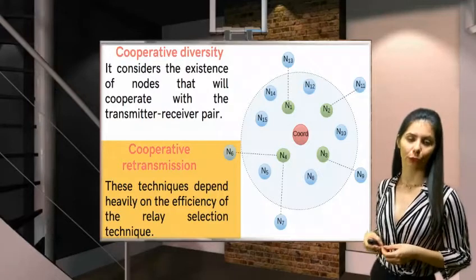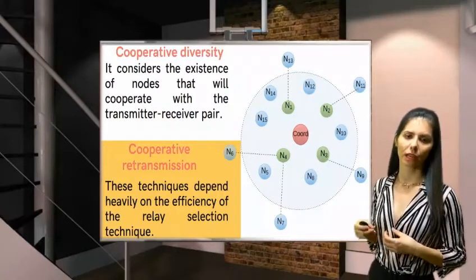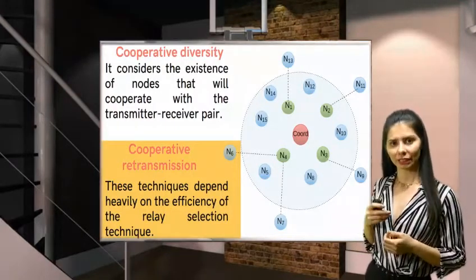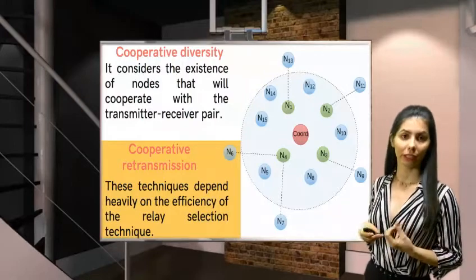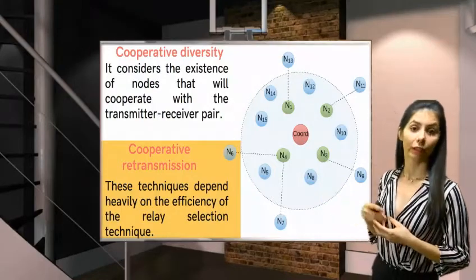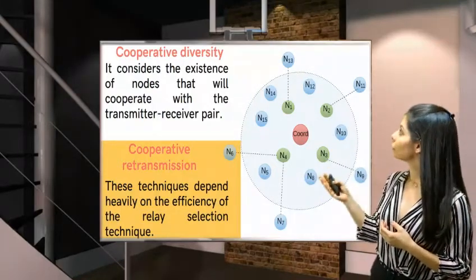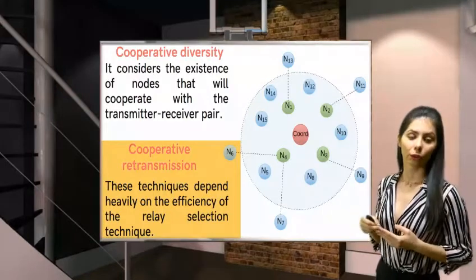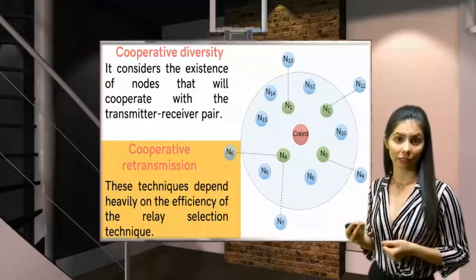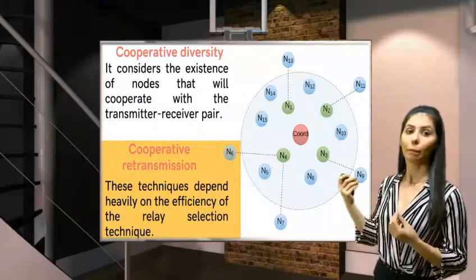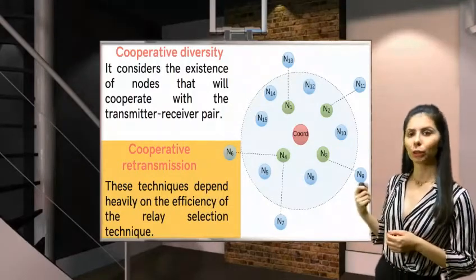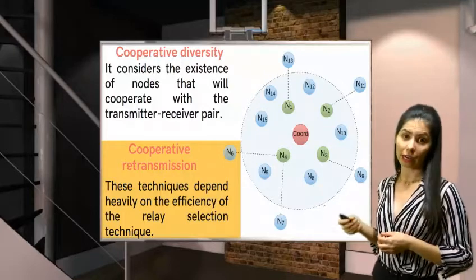Cooperative diversity considers the existence of nodes that will cooperate with the transmit-receive pair and increase the chances of sent messages being received at the receiver node. For example, consider this network with the coordinator in the center and 15 nodes around it. The nodes 6, 7, 9, 11, and 13 are outside of the coordinator area, but this network considers cooperative diversity, and the nodes 1, 2, 3, and 4 are the relay nodes.